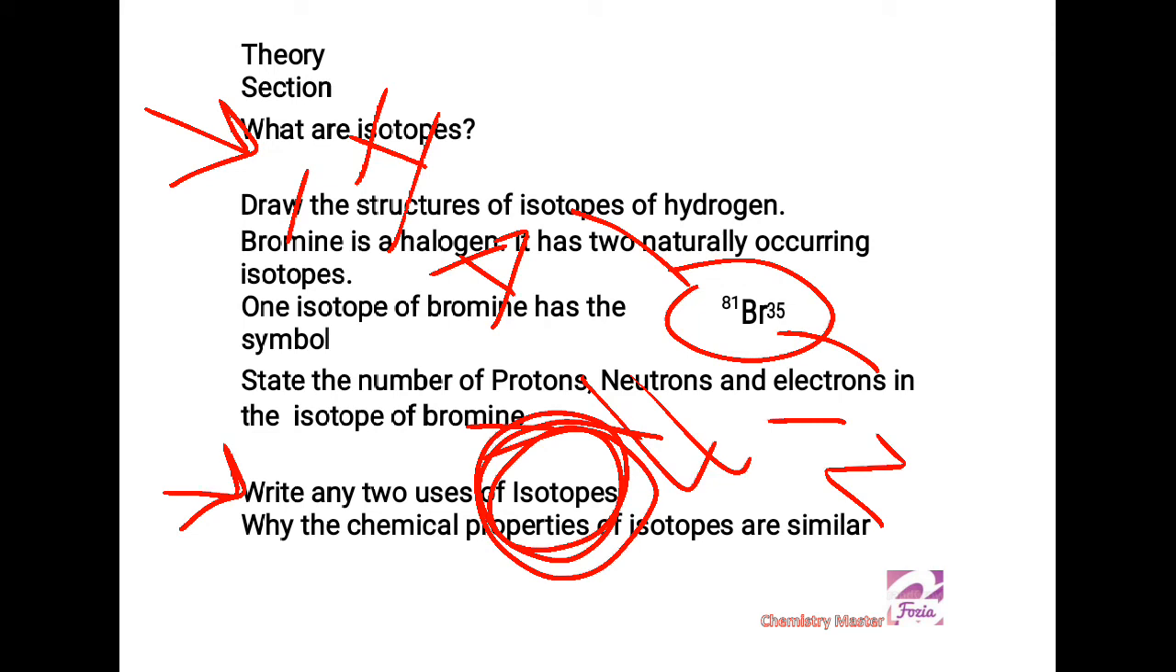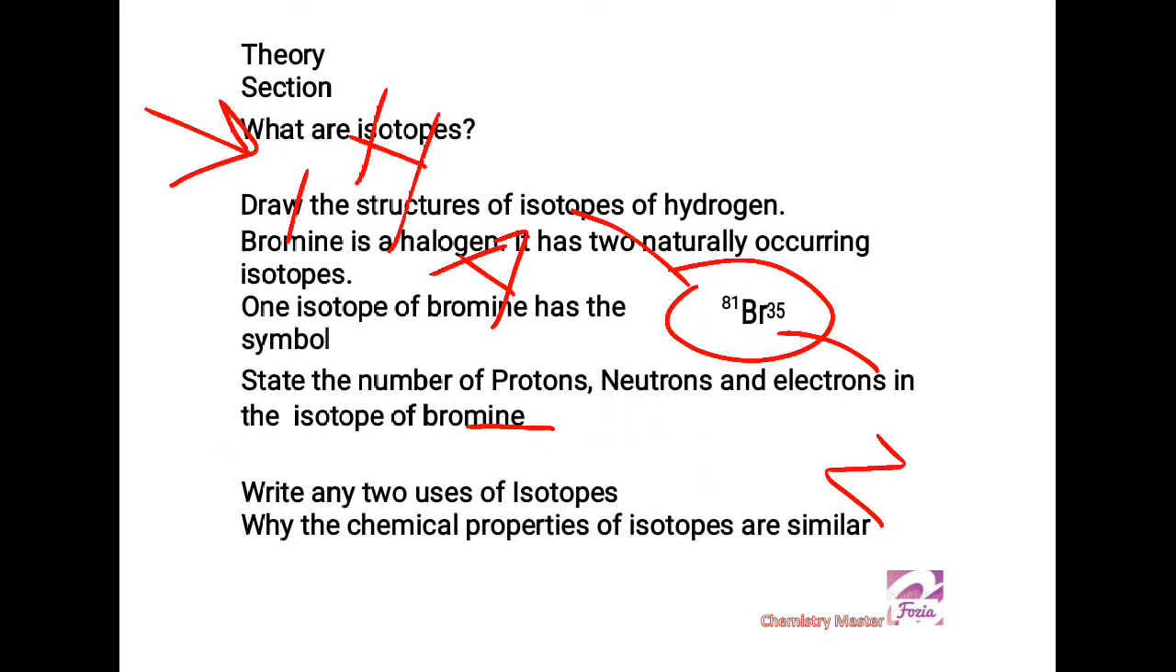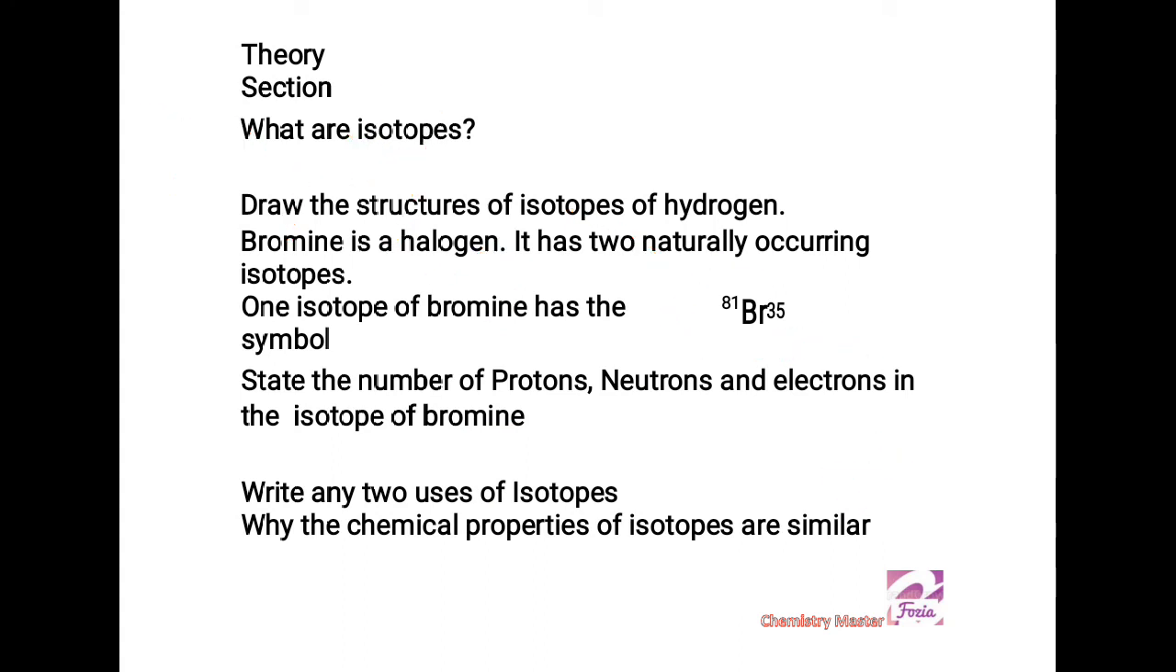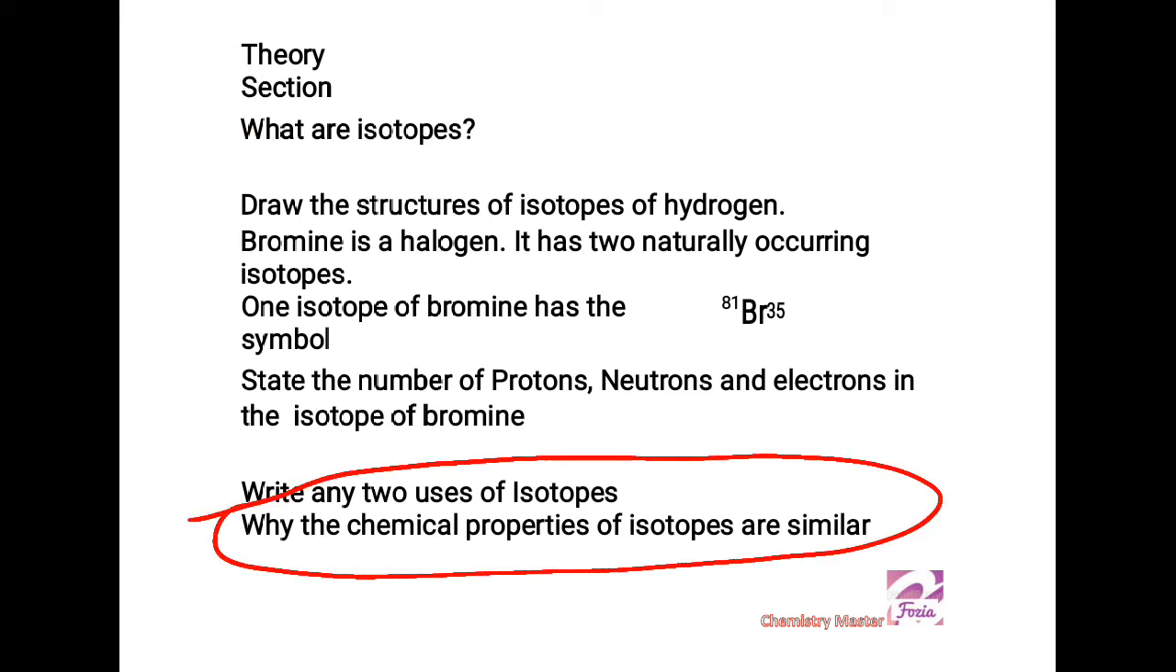Write why the chemical properties of isotopes are similar. Now one thing we are repeating all the time, that isotopes have the same number of protons. Now we are going to link this fact with this question. As the number of protons are similar, the chemical properties are also similar. So there must be some link between the number of protons and the chemical properties.